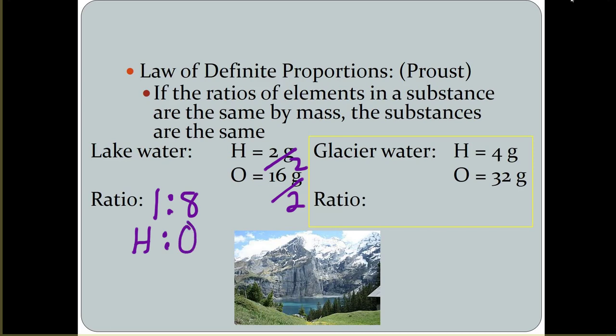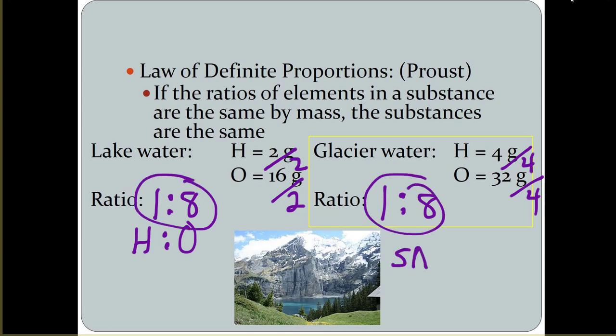Let's see how it compares to the glacier water. So again, look at your numbers and divide by the lowest number, which is 4. So I end up having a ratio of 1 to 8. Because the ratios are the same, I can say that these two substances are the same. So this is the law of definite proportions, meaning that when I have a compound, it has the exact same ratios of elements no matter where I get the sample. As long as it's the same ratio, then it's the same compound. So the law of definite proportions: compounds have definite formulas.